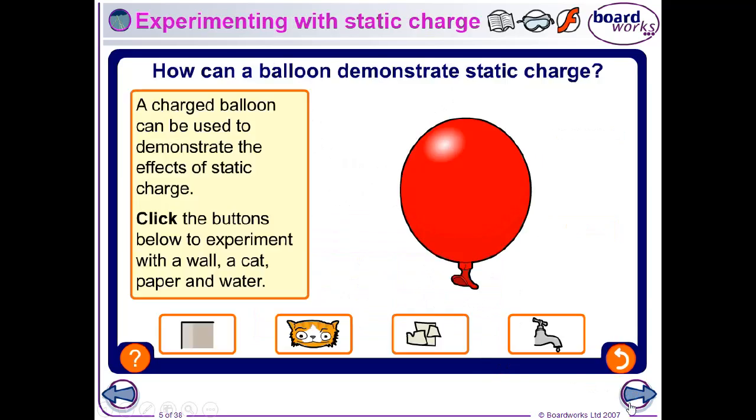Now, we've got all sorts of demonstrations that we can do with static charge. The most famous one is the good old balloon and the wall. So what I'd like you to do in your Google Doc is note down the explanation, using the correct physics terminology, of each of these demonstrations of static electricity, and explain why it's happening.